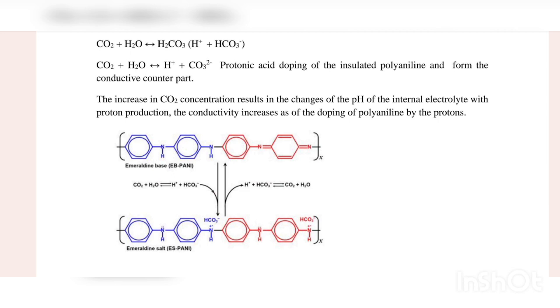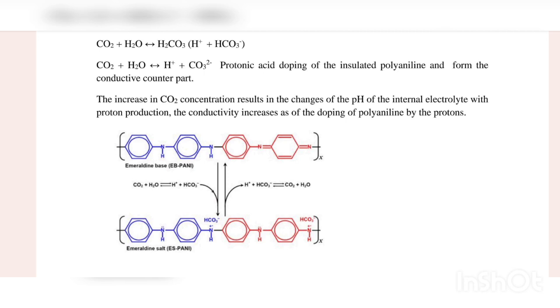On the right side, the conjugation is broken, right? Conjugation is broken. Then in the picture below that, the conjugation is regenerated, so it conducts electricity more easily. So its conductivity increases as the doping of polyaniline by the protons occurs. Oh, this is an example.